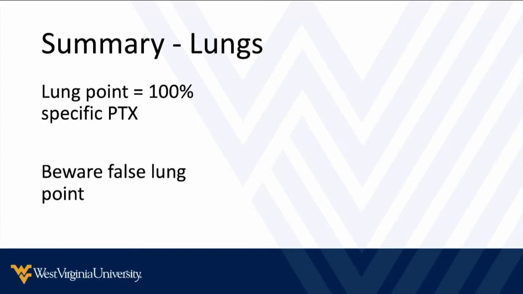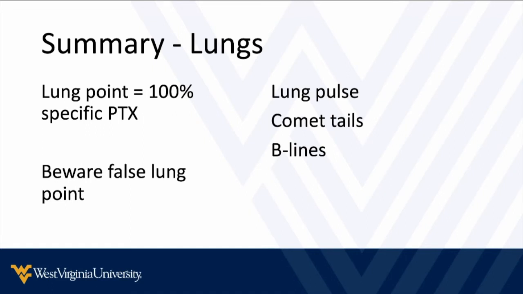A lung point is 100% or approaches 100% specificity for pneumothorax. Just beware of the false lung point, other things that can mimic this, like fluid, solid organs, the heart, things like that. And also recognize, if you see the lung pulse, if you see small comet tails or B lines coming down from the pleural line, that means the lung is up and there's not pneumothorax, at least in that area. So those things mean lung is up.